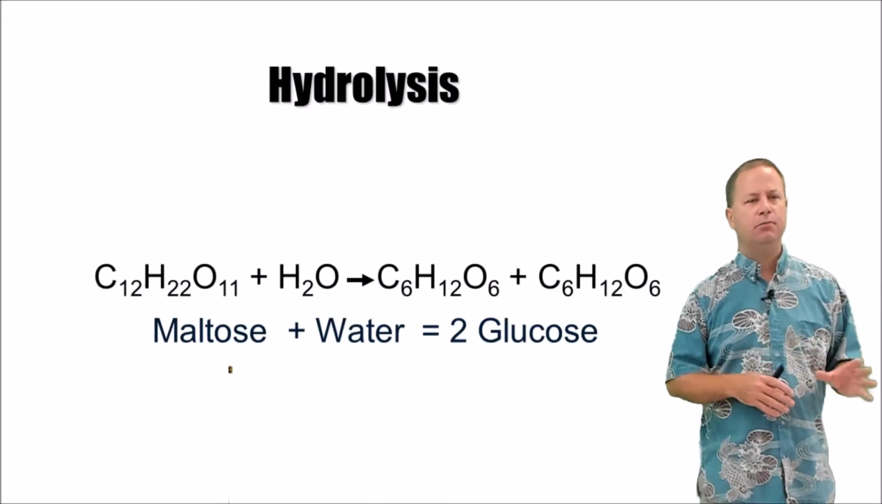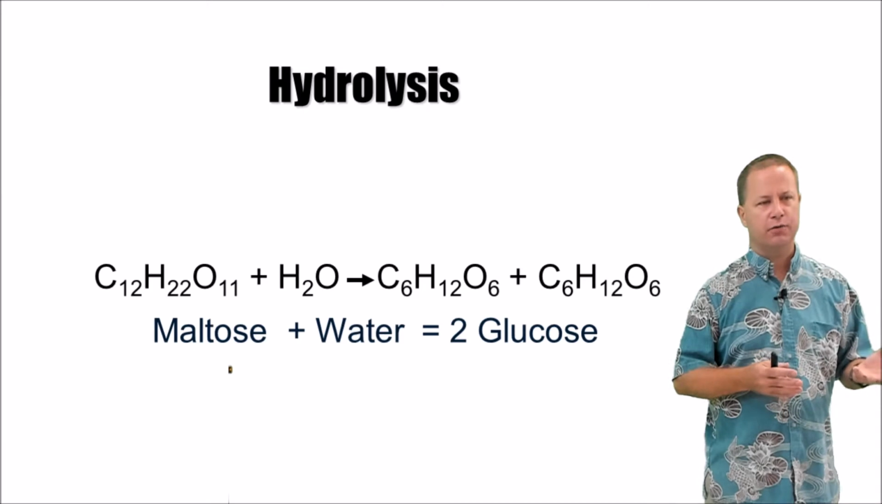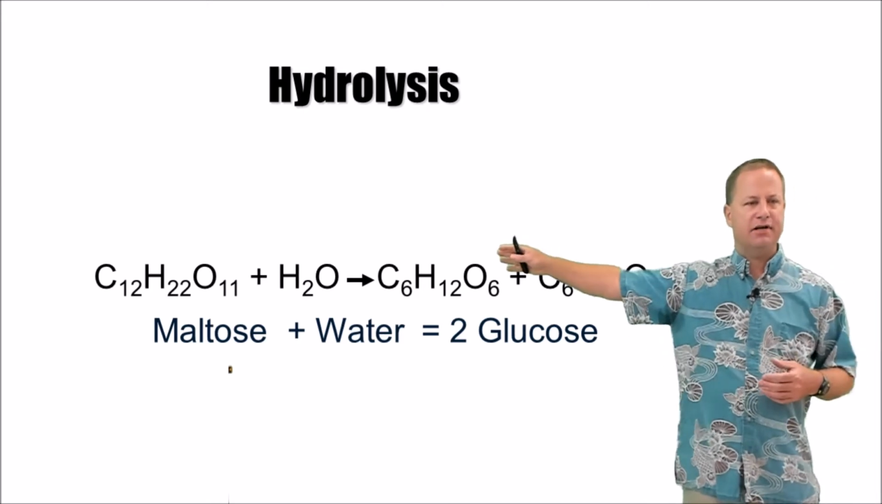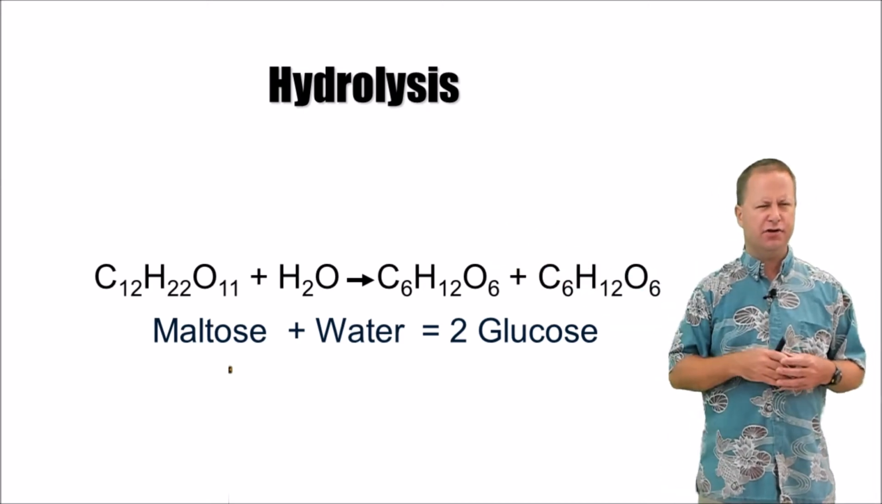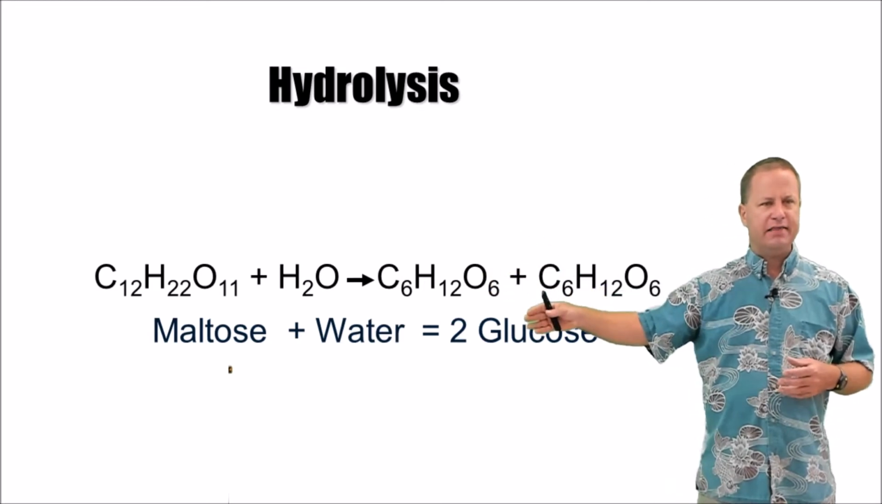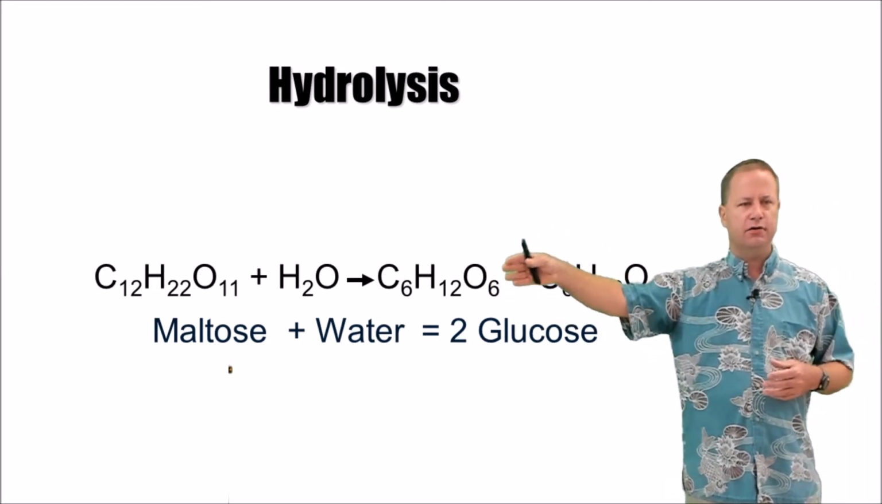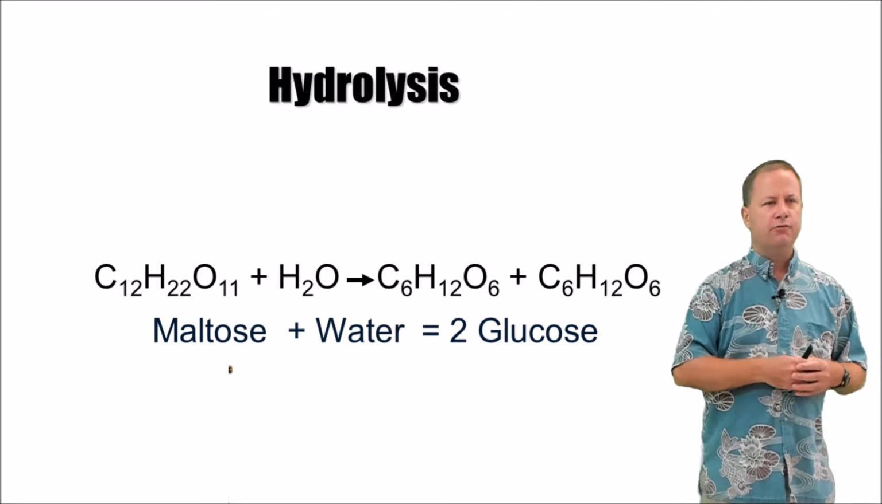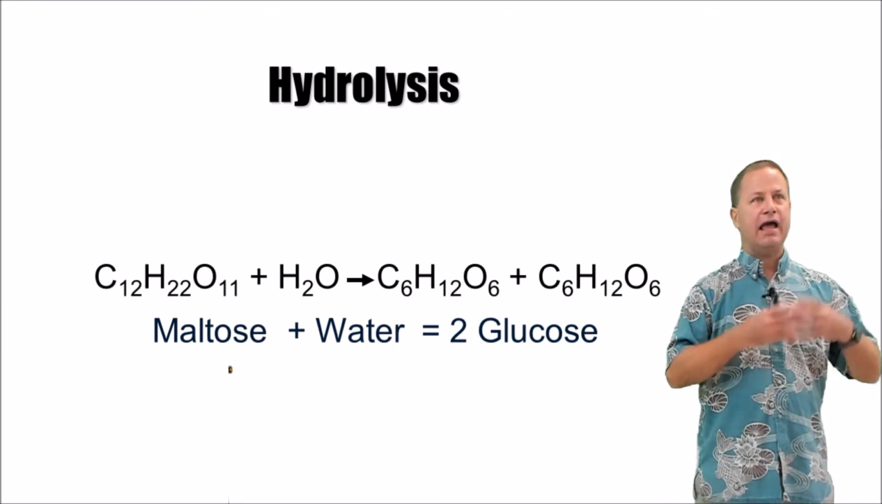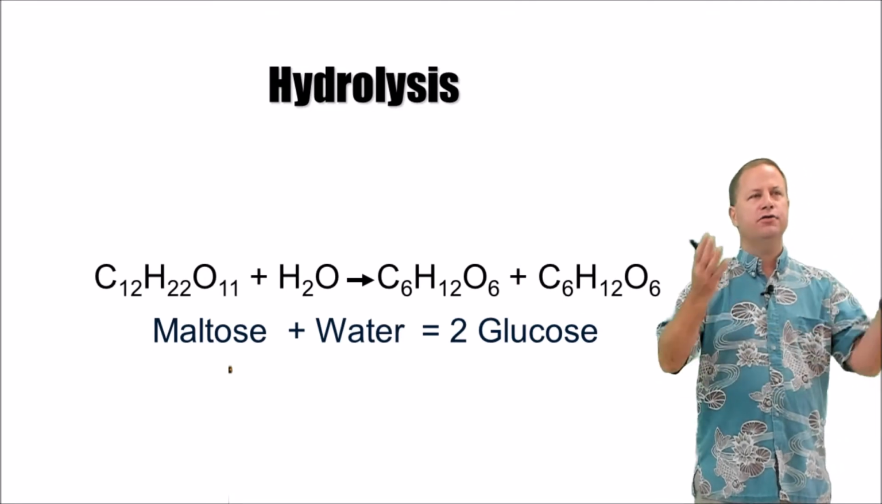Okay, so here's an example of hydrolysis as far as a chemical reaction. On this side we have something called maltose, and maltose is a simple sugar. We add water to it, and we break that down into two glucose molecules, which are a little bit smaller than the maltose molecule. Remember, hydrolysis requires that we add a water molecule back in order to break these two bonds apart.